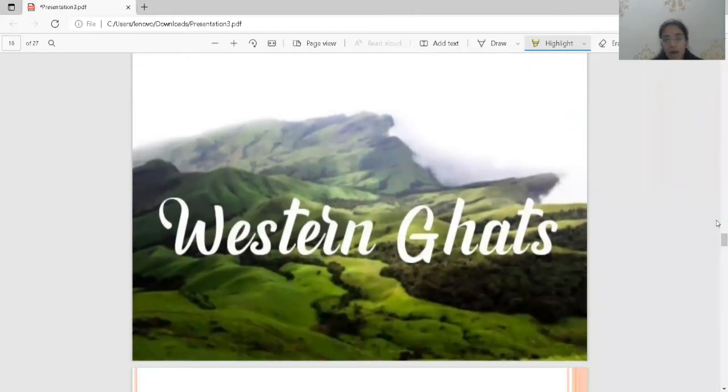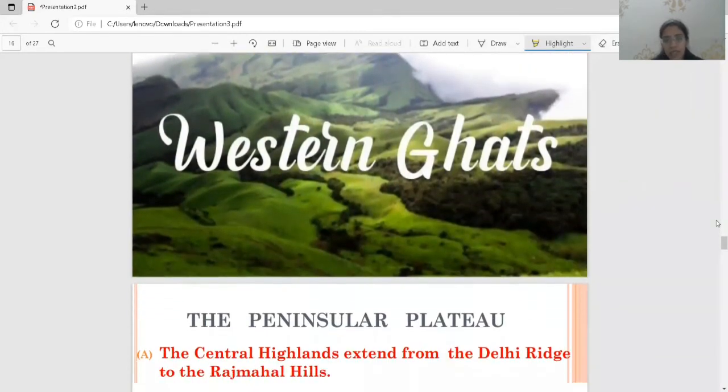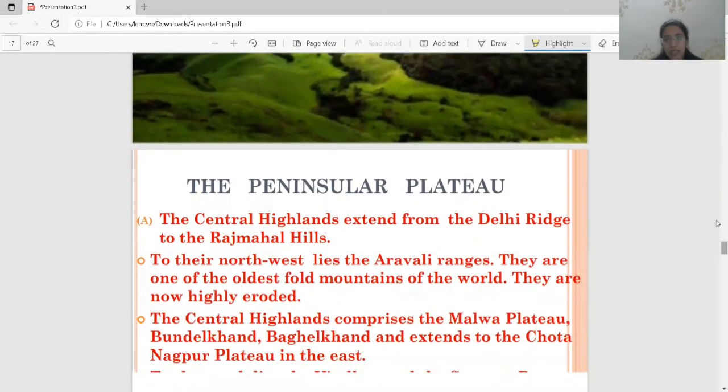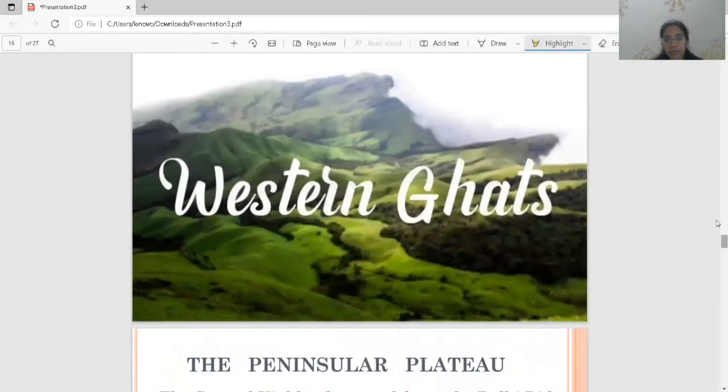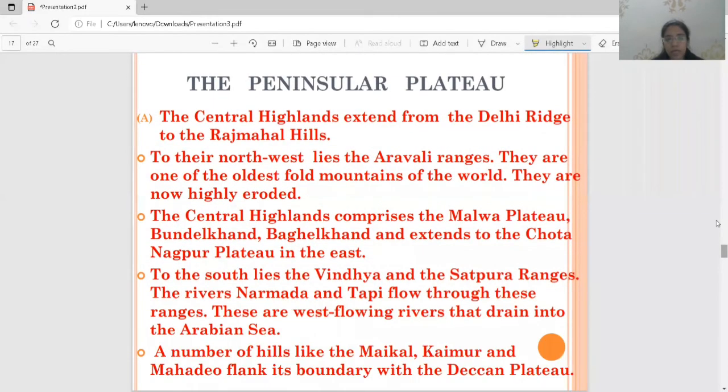See, these are your ghats, Western Ghats, Eastern Ghats. See in the picture. Central Highland, underline, extends from Delhi Ridge to Rajmahal Hills. From Delhi Ridge to Rajmahal Hills. If I talk about the northwest, there is the Aravalli range. What is in the northwest? The Aravalli range, the oldest fold mountains of the world.